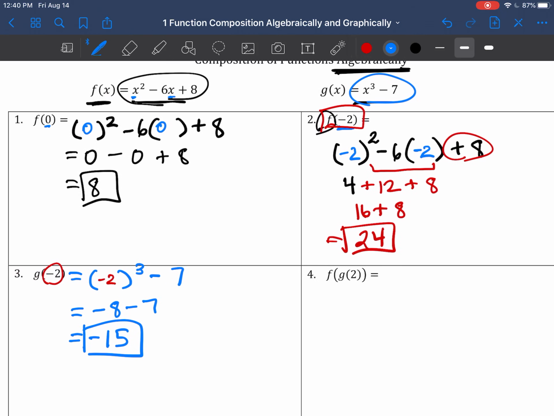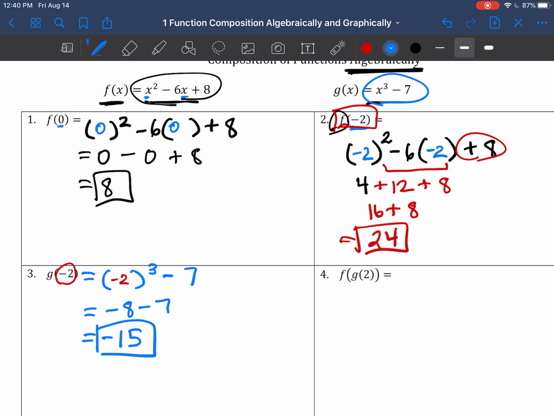All right, so now here we've got the function composition again, because we have two functions together, and so we have to figure out what g of 2 is first. And so g of 2, remember our rule says x cubed minus 7. So x cubed minus 7, and we're putting a 2 there, which is 8 minus 7, which is 1.